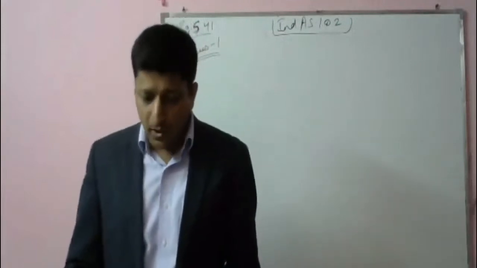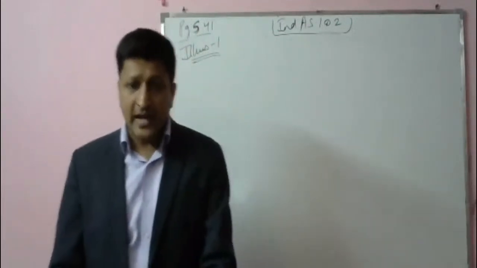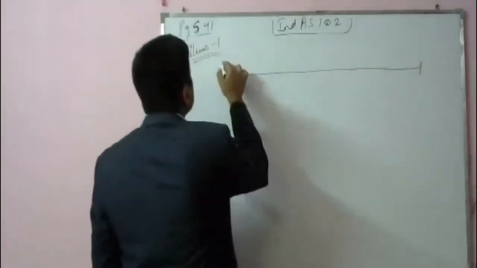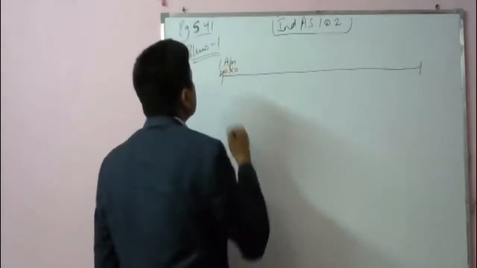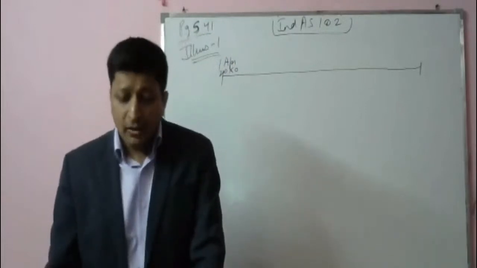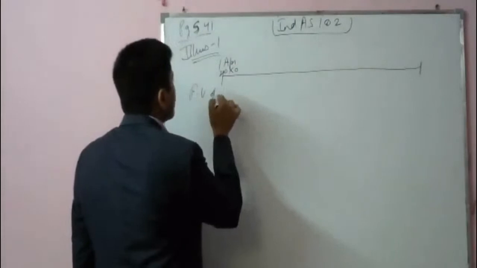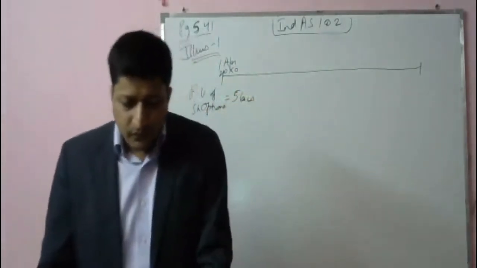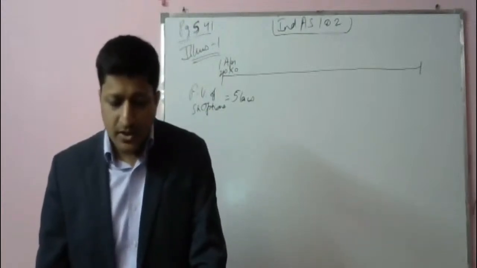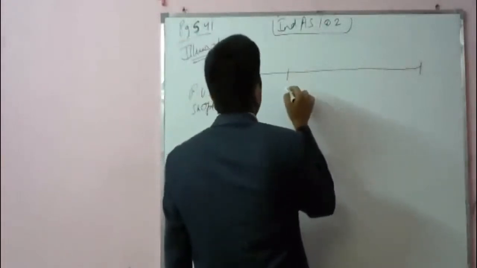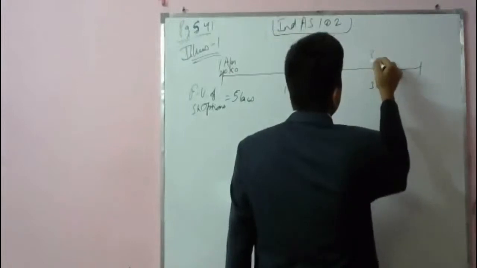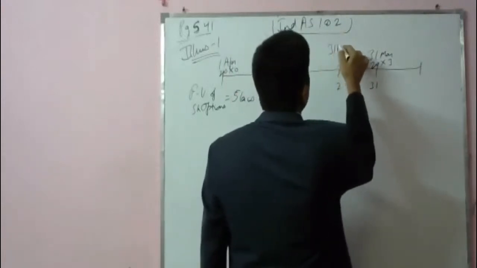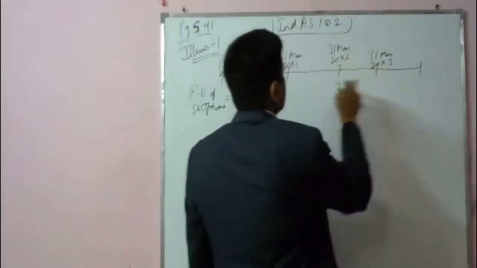ABC Limited granted to its employees share options with a fair value of rupees 5 lakh on 1st April X0. The fair value of the share options is given to us: 5 lakhs. The condition is that the employee should stay with the organization up to 31st March X3. So this is first year, second year, third year.